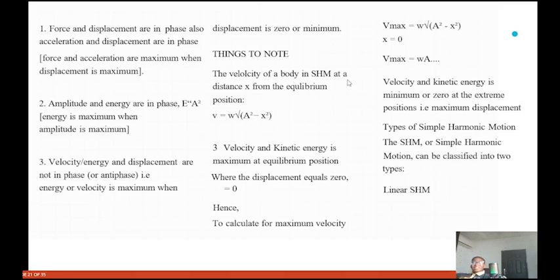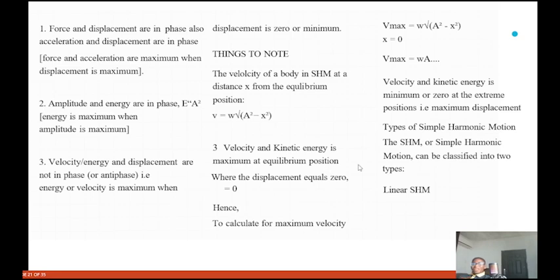The velocity of a body in SHM at a distance x from the equilibrium position is given as this. So if you are asked to look for the velocity, you will multiply the angular velocity by the square root of amplitude squared minus x squared. Sometimes x can be 0 if it's at rest at the mean position. If it has not been stretched, x will be 0. But when stretched, you have to know the value. So velocity and kinetic energy are maximum at the equilibrium position.